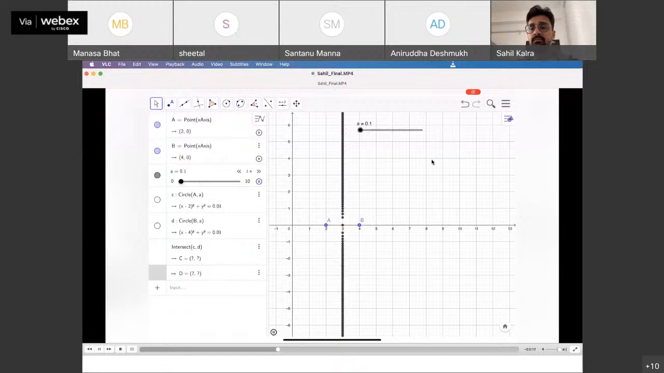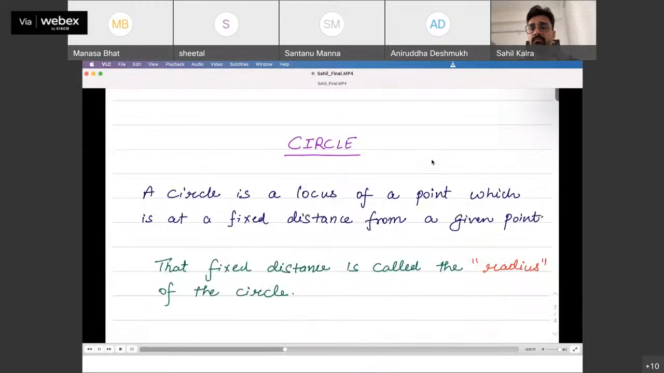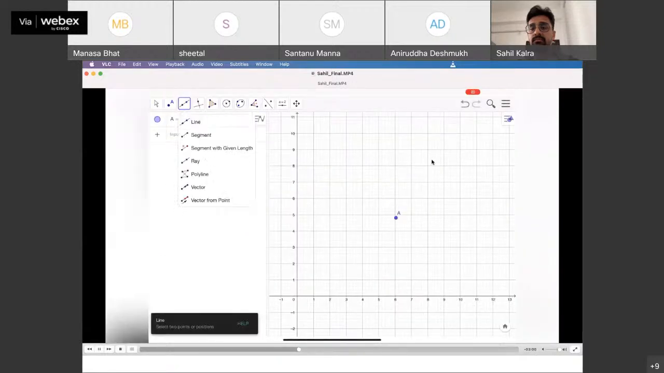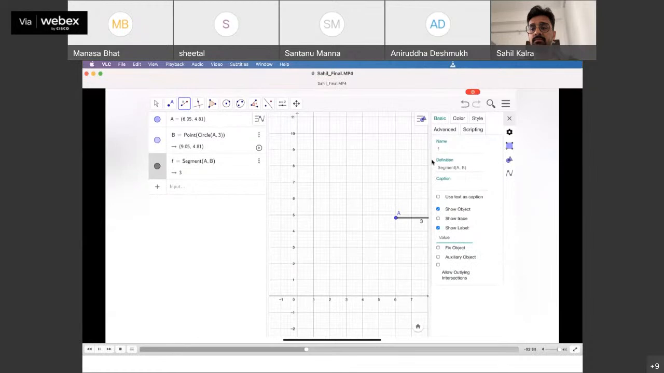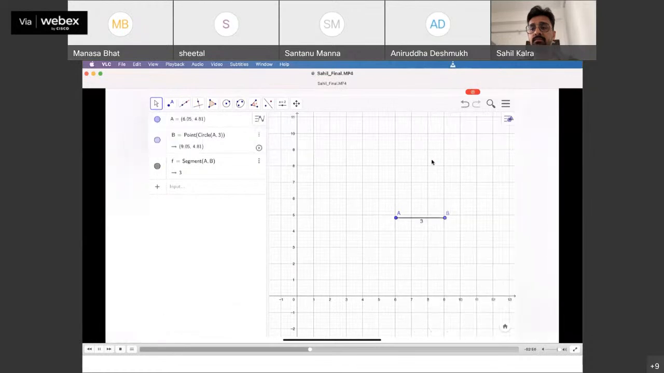Now we will go to another example, which is a circle. So now we'll look at what is a circle. A circle is a locus of a point which is at a fixed distance from a given point. And that fixed distance we call the radius of the circle. Now let us take a point A and draw a line segment from A of length 3, say. Now we want to see what this point B, which is the end point of this segment, traces out. If we trace this point B, we can see that it traces out a circle, which you can see in this video. So it means any point which is at a fixed distance from a given point traces out a circle.